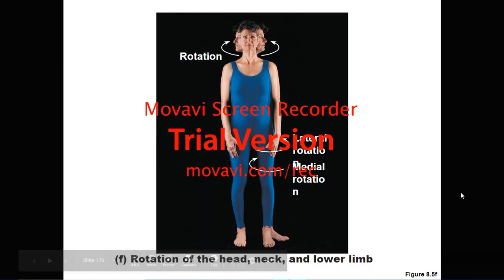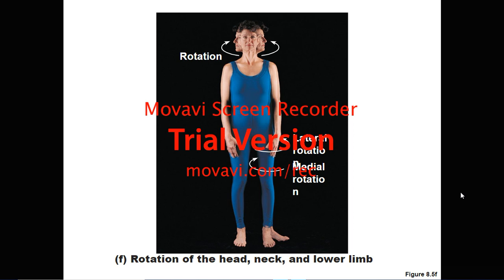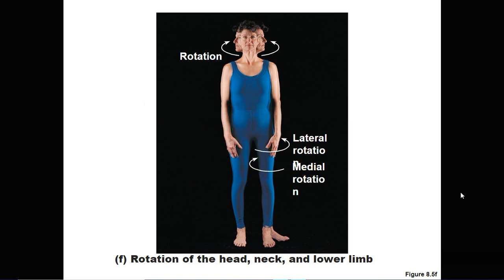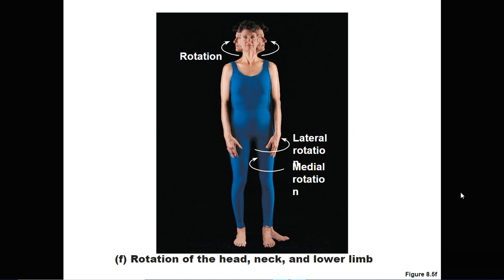This figure is showing rotation, which is the turning of a bone around its own axis. So in your neck, rotation between the first two cervical vertebrae, C1 and C2, is the only movement allowed. Also showing in this figure, rotation may be directed toward the midline or away from it. In this case, you have medial rotation of the thigh. The femur's anterior surface moves toward the median plane of the body, and then you have lateral rotation, which is the opposite movement.